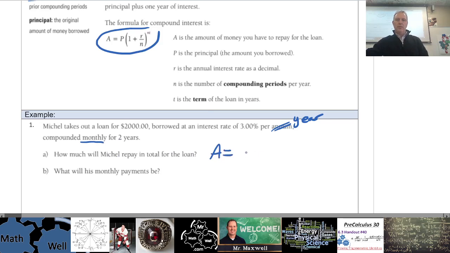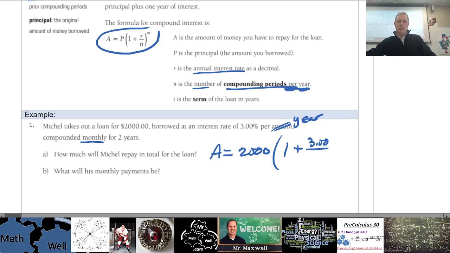So A equals P, the $2,000, correct? You tell me if I'm right because you did this one already. 2,000, and I'm going to do a bracket, 1 plus. Now this R, is this the annual interest rate? It is the annual interest rate. So that's going to be 3.00. Do I have to divide it by anything? What's N? The number of compounding periods per year. So this is compounded monthly. So how many months are there in a year? 12, good. So the 12 goes there.